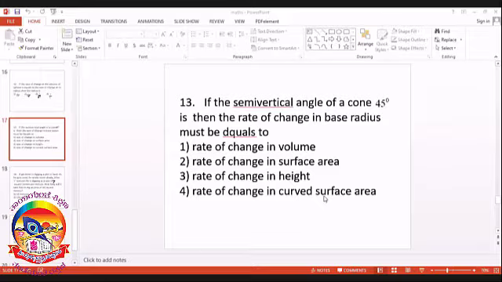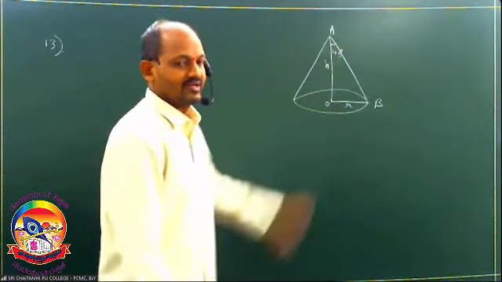Here, the semi-vertical angle of a cone is 45 degrees. So the angle is 45 degrees. This is the height, and this is the base radius. You can complete that question now. It is a cone, and the angle is 45 degrees.